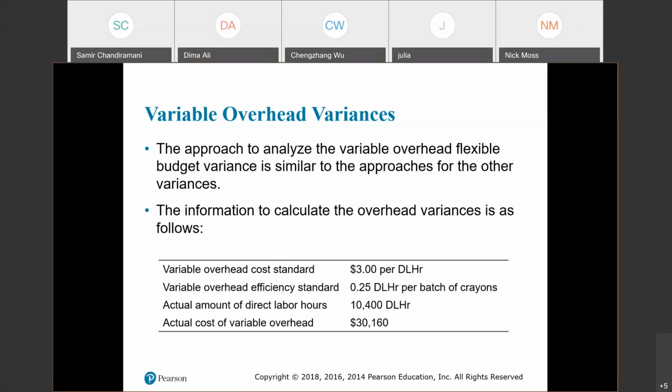The static budget also shows the budgeted variable overhead at $37,500 and budgeted fixed overhead at $25,000. We're using static budget amounts here because standards are set before the budgeting period. So the accountants at the company didn't know the actual production level for the year when the standards were set.